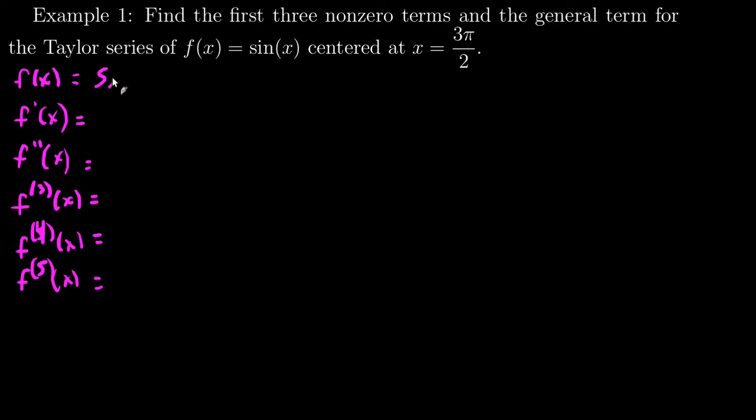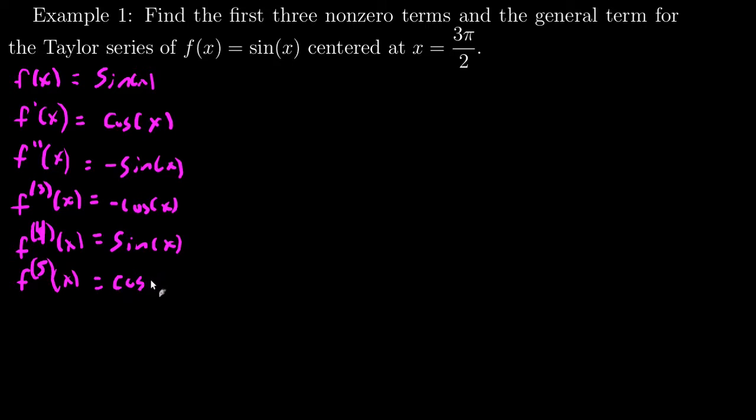Okay, so it goes sine, cosine. So the derivative of sine is cosine. The derivative of cosine is negative sine. The derivative of negative sine is negative cosine. The derivative of negative cosine is positive sine. And the derivative of sine, again, is cosine. So I have looped around, have a little bit more. I should be able to catch the pattern.